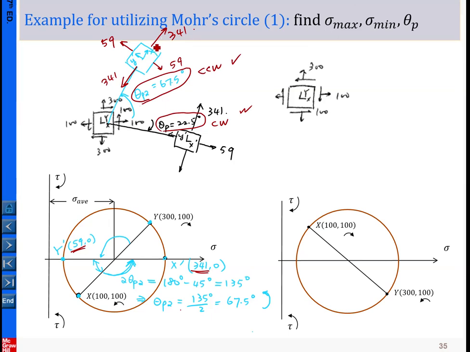stresses, with 341 pointing in such a sense. If my drawing is not so perfect, but here the 341 is in this sense, and 59 is in this sense. From here you can see that the two options will give you the same distributions of the principal stresses. So if you take this option or this option, that will give you the same result.